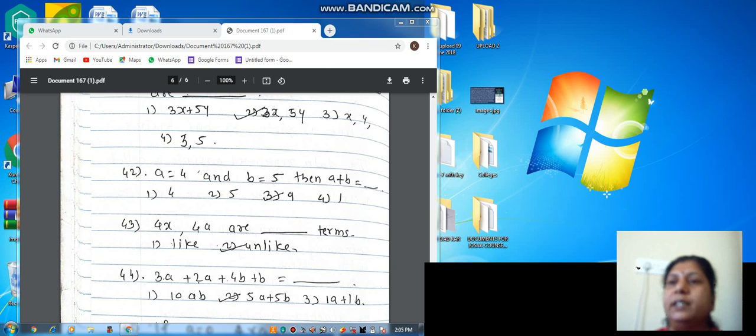Now we are on the 42nd example. A is equal to 4 and B is equal to 5. Then A plus B is equal to... Now see here, we have to take the value of A as 4, and B is 5. Now what do we have to do? Addition. So 4 plus 5, 9.